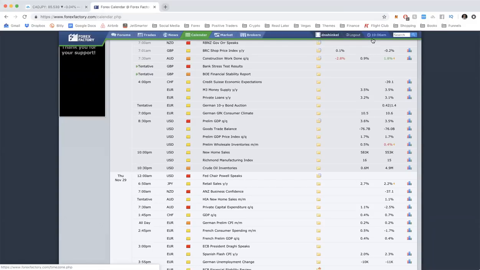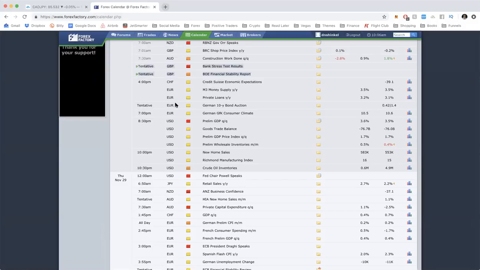Over the next 24 hours, we have some bank stress tests and BOE financial stability reports. So we have some pound news coming out over the next couple of hours. That shouldn't affect us too much. We aren't in any pound trades, so I'm not too concerned about that. We're currently in 5 trades, and none of them are the pound. They're all euro, yen, Australian dollar, Canadian dollar, that type of thing.